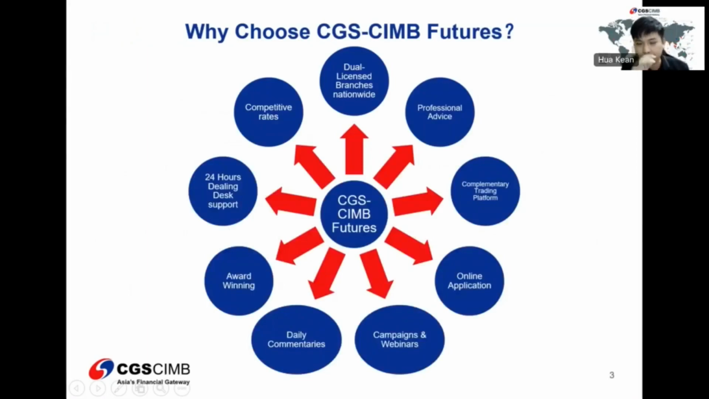All right. So CGS CNB is actually a futures broker. We are a dual license branch. We have dual license branches nationwide, which means we support both securities as well as futures. We do have 24 hours dealing desk support. 24 hours as in Monday to Friday, so working days, 24/5. So anytime in the midnight if you have any questions or any technical issues, you can contact us.